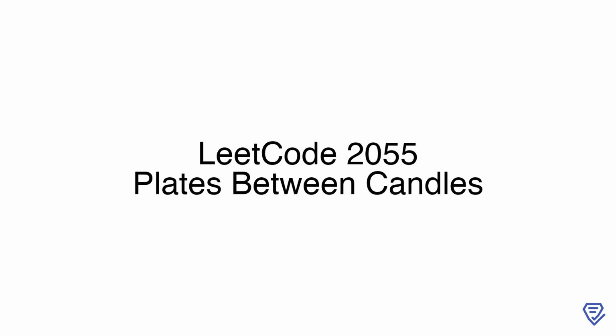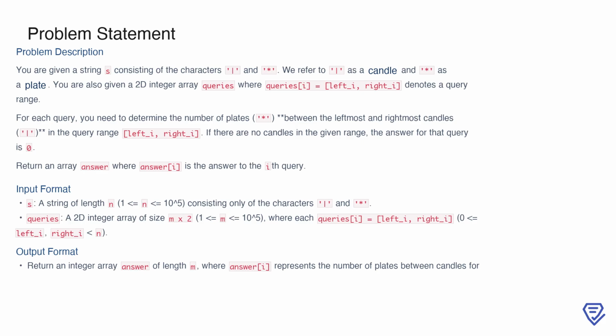Let's get started. In this problem, you are given a string s that consists of two types of characters, the pipe symbol, which we will refer to as candles, and asterisks, which represent plates. Additionally, you are provided with a 2D array called queries. Each query specifies a range within the string using two indices, left_i and right_i.